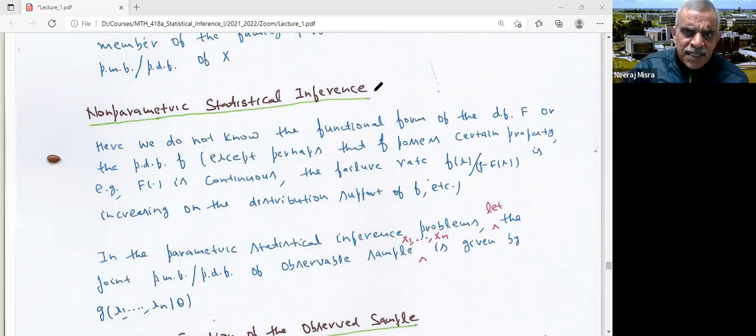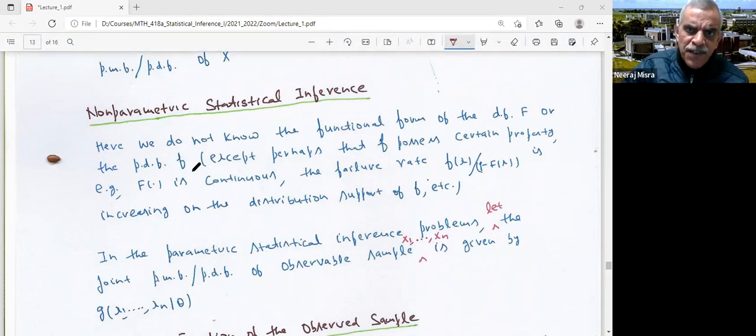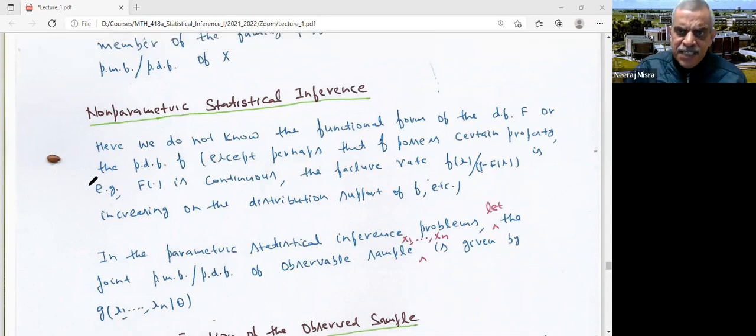So in non-parametric statistical inference problems, we do not know the functional form of the distribution function F or the PDF f, except perhaps that f possesses certain properties. For example, f is continuous, or the failure rate, which is defined by f(x) upon 1 minus F(x), is increasing, or something like that. At best I would know some property of the PDF.